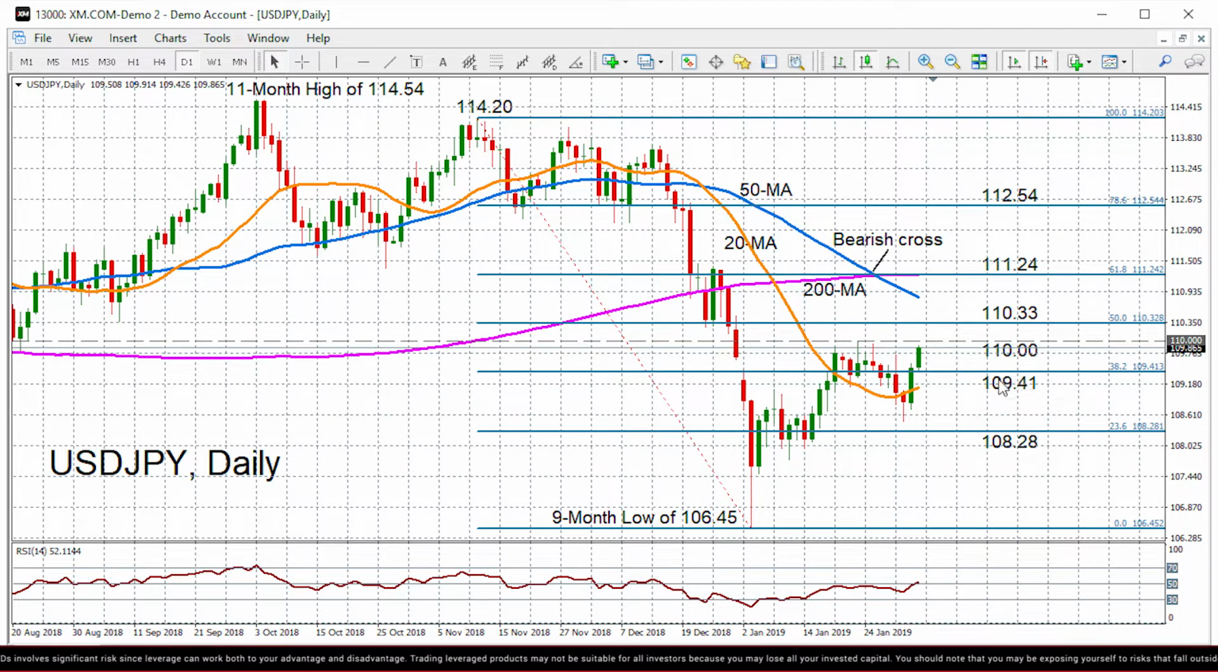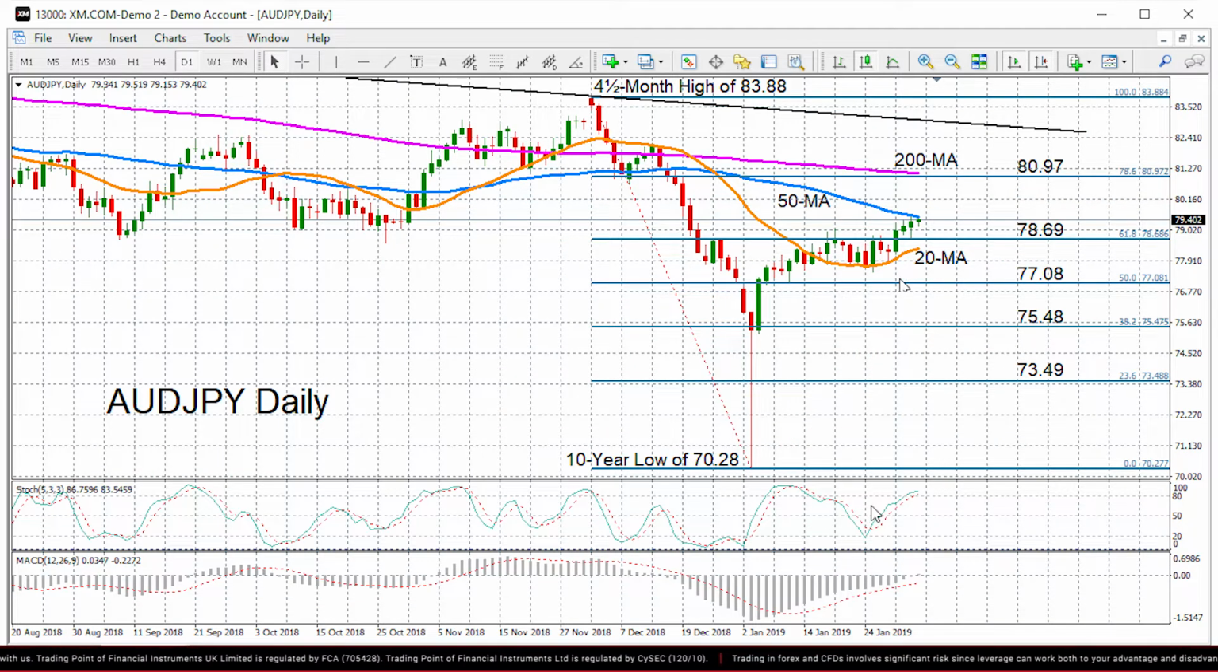However, if the 110 resistance level holds, we could then see the pair reversing back down to 109.40, which is a 38.2% Fibonacci. Just below that, there's the 20-day moving average at 109.11, and then lower down, we've got the 23.6% Fibonacci at 108.28. If dollar yen is unable to hold above the 23.6% Fibonacci, we could then see it falling back towards that 9-month low of 106.45, and that would also reinforce the bearish picture in the medium term.